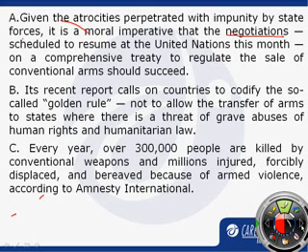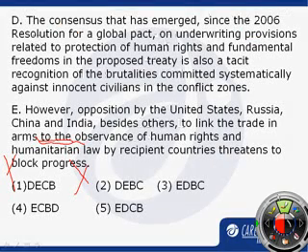Okay, and let's look at sentence D. The consensus that has emerged since the 2006 resolution for a global pact on underwriting provisions related to protection of human rights and fundamental freedoms in the proposed treaty is also a tacit recognition of the brutalities committed systematically against innocent civilians in the conflict zones. So obviously you can see that D sort of sums up all the brutalities that are mentioned in sentence C and sentence B. So D will necessarily have to follow them. So which means after E it will be C followed by B and therefore D. Okay, so option 4, which says ECBD, is therefore the right answer choice for this question.